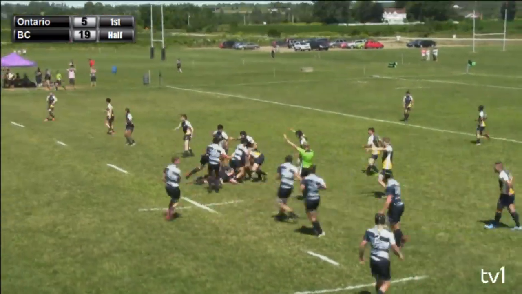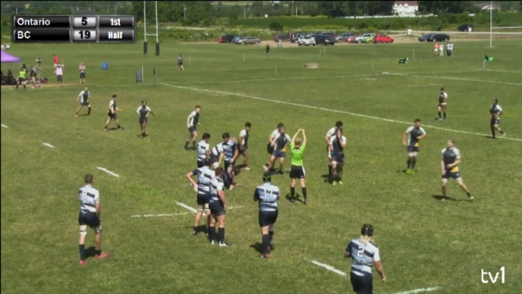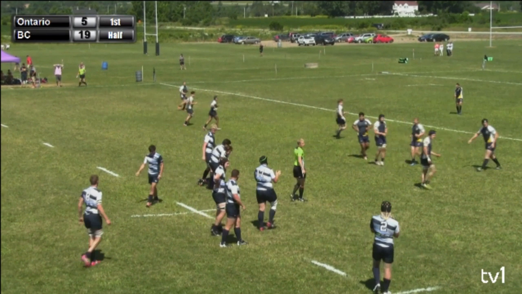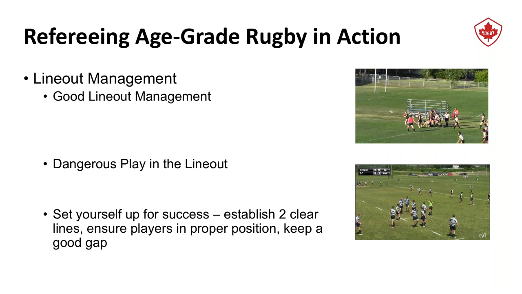But where we might see more severe sanctions is if that striped player lands on their back, where we would have a yellow card, and obviously if they landed in a more dangerous position on their head or neck, where we would have potentially a red card. So things to be aware of at lineout time.